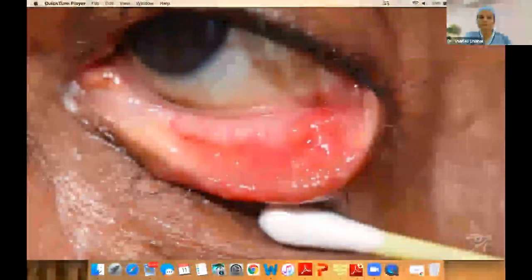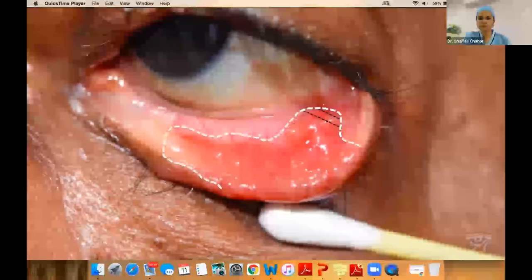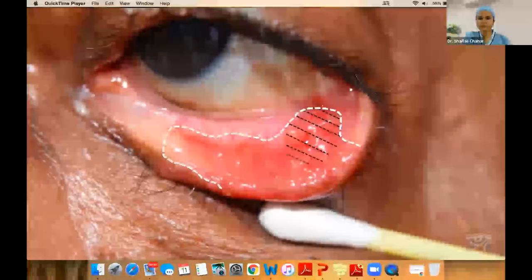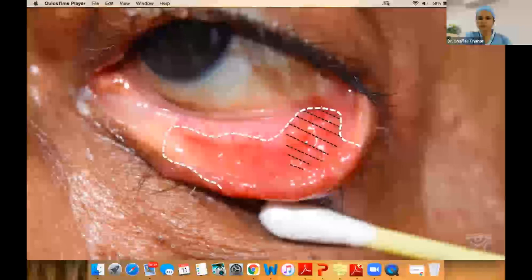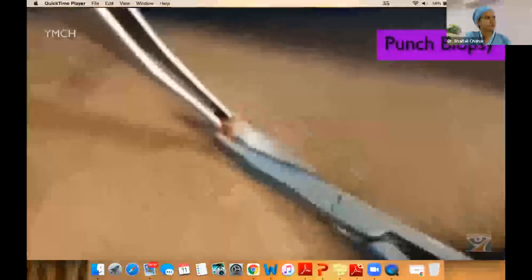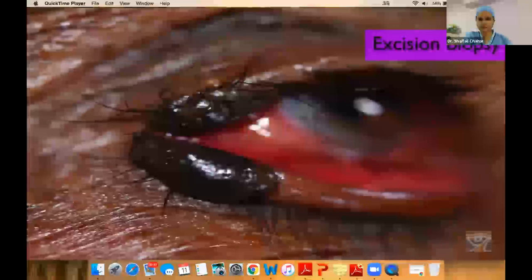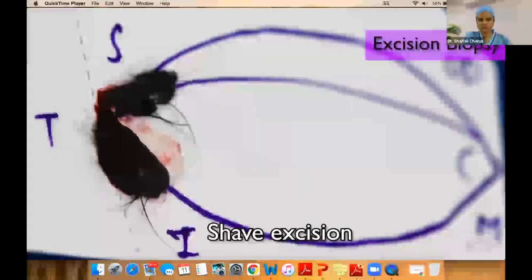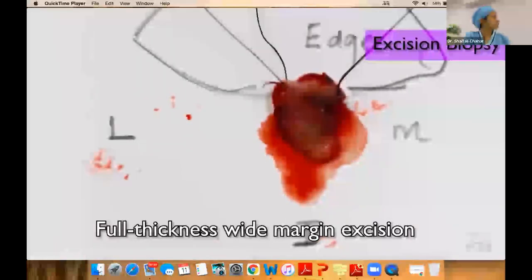In incision biopsy, only a part of the lesion, including superficial and deepest part, is removed for histological examination. Punch biopsy is a quick and simple diagnostic procedure that requires minimal equipment and can be performed as an outpatient procedure. In excision biopsy, the entire lesion is removed and subjected to histopathological examination for definitive diagnosis.